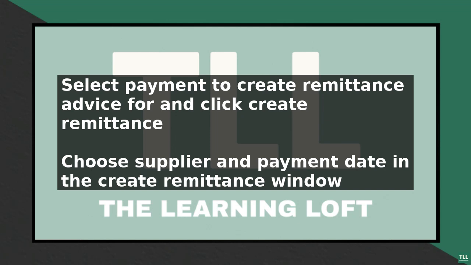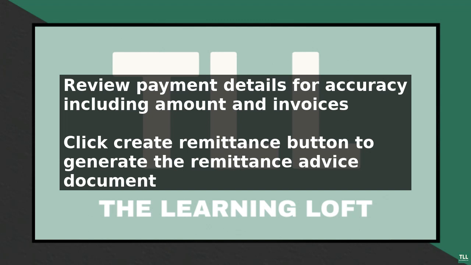Choose the payment method and enter the payment reference if required. You can also add a message to the supplier if needed. Next, review the payment details to ensure everything is accurate. This includes the payment amount, invoice numbers, and payment method. If everything is correct, click the Create Remittance button to generate the remittance advice.